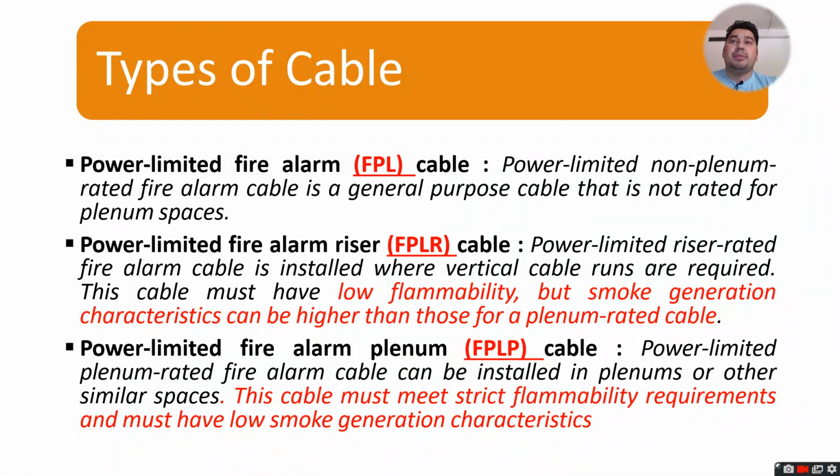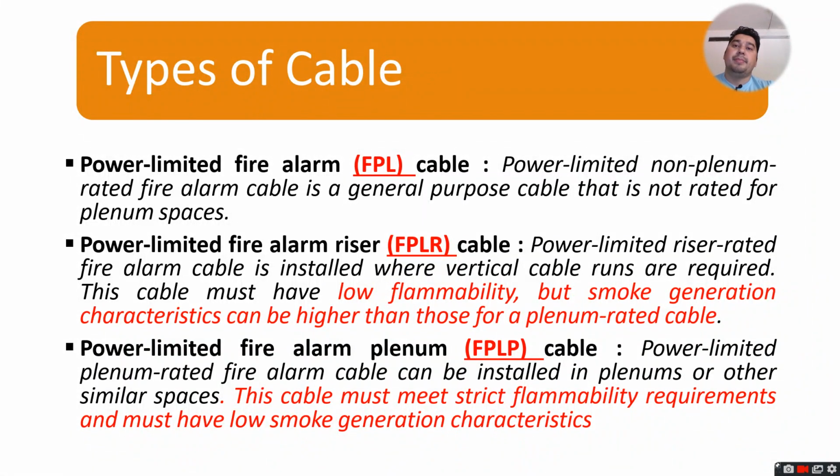Types of cable. How many types of cable are there that we can use in our fire alarm system? Power limited fire alarm cable. Power limited non-plenum rated fire alarm cable is generally a general purpose cable that is not rated for plenum spaces. Power limited fire alarm riser cable. Power limited riser rated fire alarm cable is installed where vertical cable runs are required. This cable must have low flammability, but smoke generation characteristics can be higher than those for a plenum rated cable. So it can have more smoke.